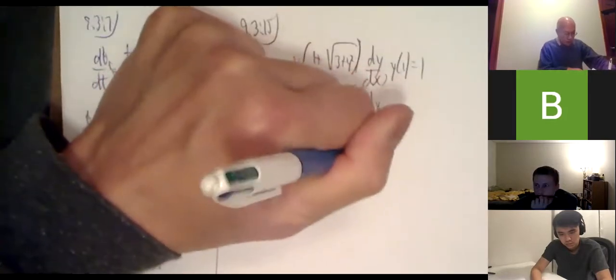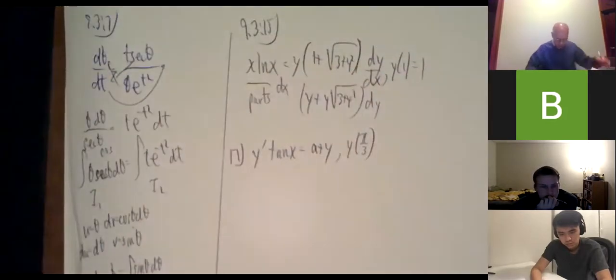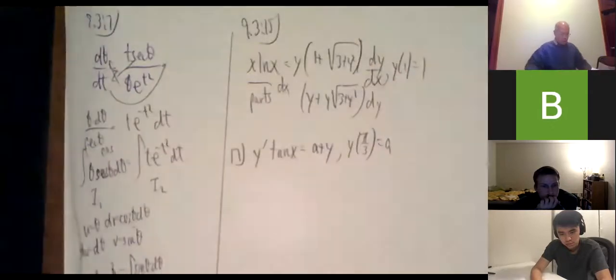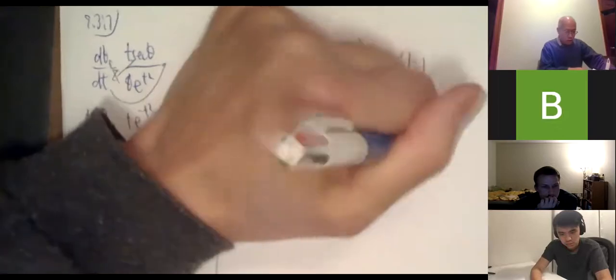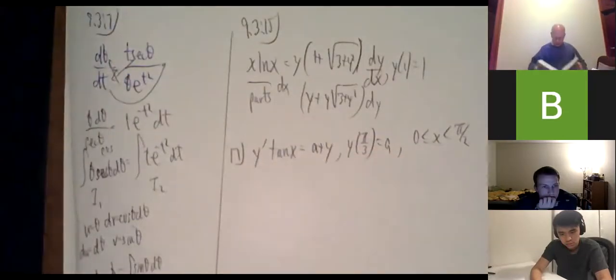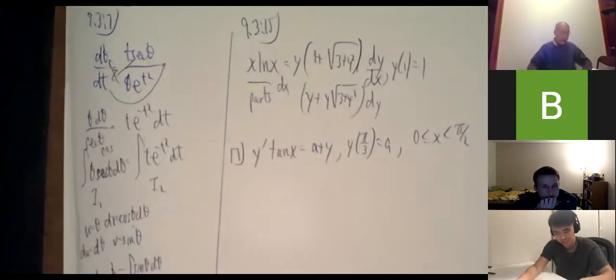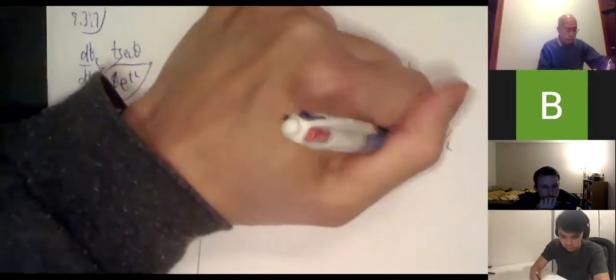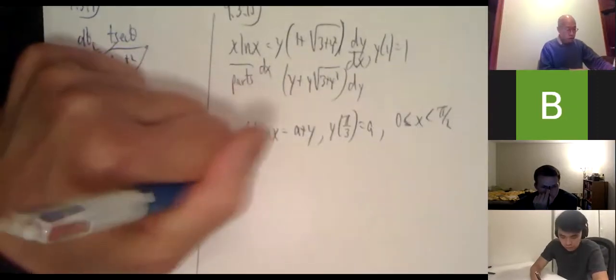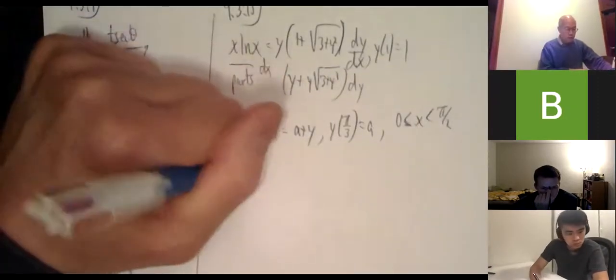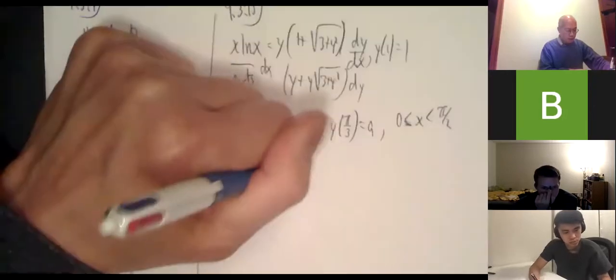y of pi over 3 equals a, where x is between 0 and pi over 2. Okay, so dy/dx tangent x equals a plus y. A is a constant.